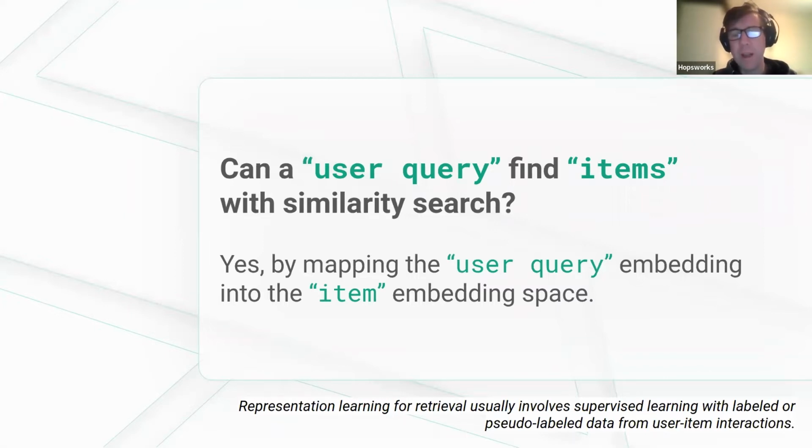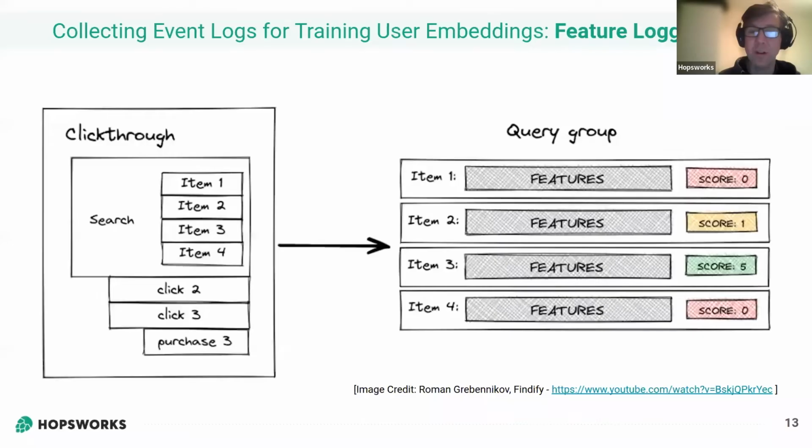But basically they're going to end up in the same embedding space, so that we'll be able to search for songs, and the songs will be mapped into this high dimensional space, and the queries will also be mapped into the best matching songs in that space. So this is called representation learning for retrieval, and it involves supervised learning.